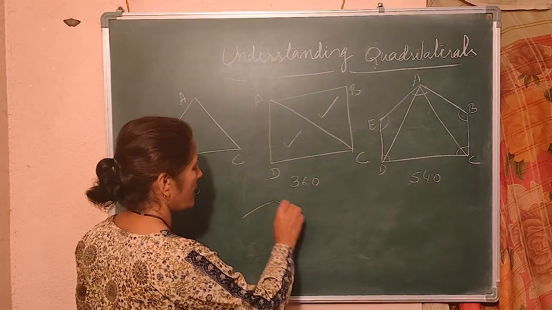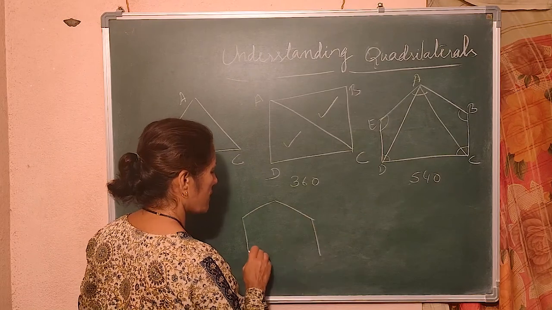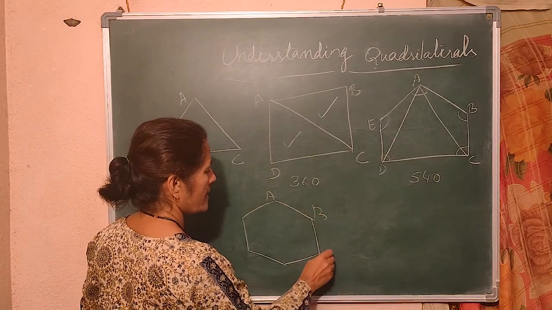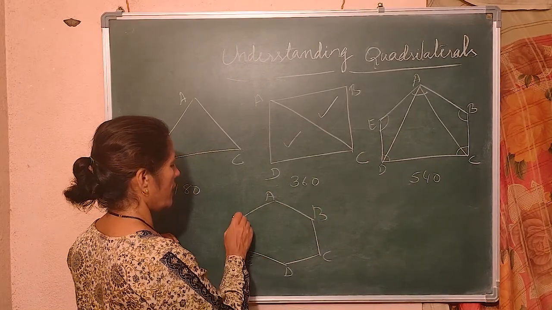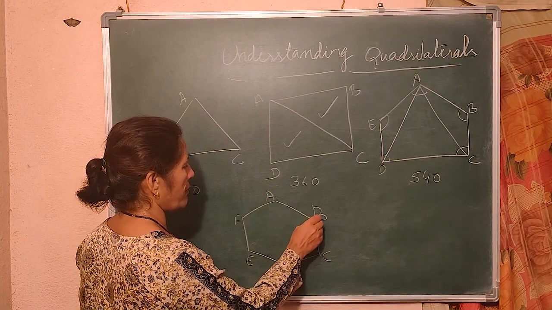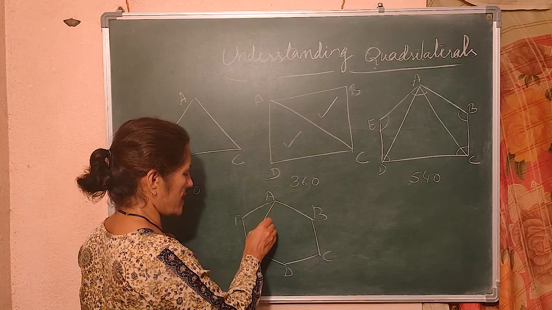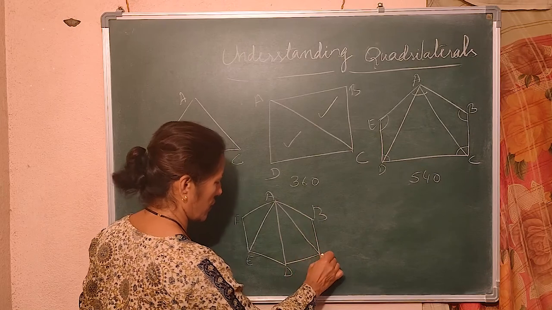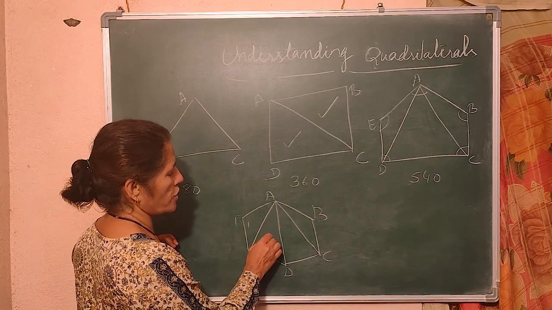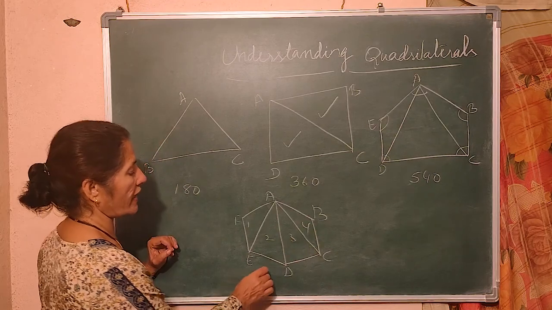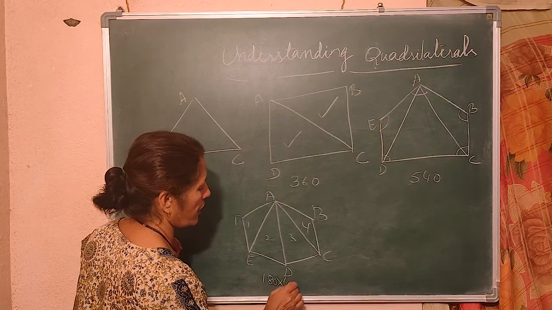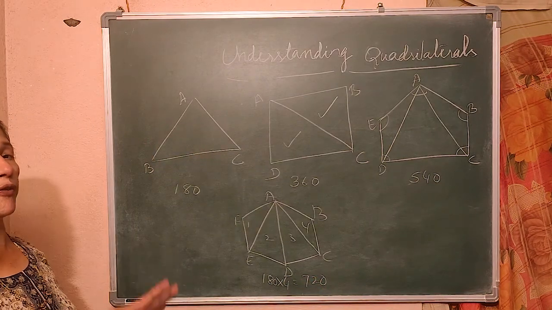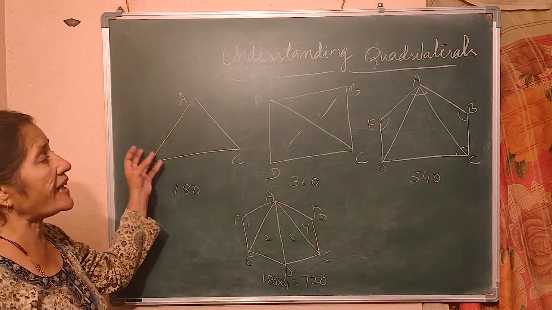Let me draw a hexagon. What is a hexagon? If it has got 6 sides. A, B, C, D, E, F. For A, F and B are the adjacent. This is non-consecutive, this is non-consecutive, this is non-consecutive. How many triangles are there? 1, 2, 3, 4. So 180 into 4, how much? 720. So I am asking you, there is a formula to find the sum of all interior angles.